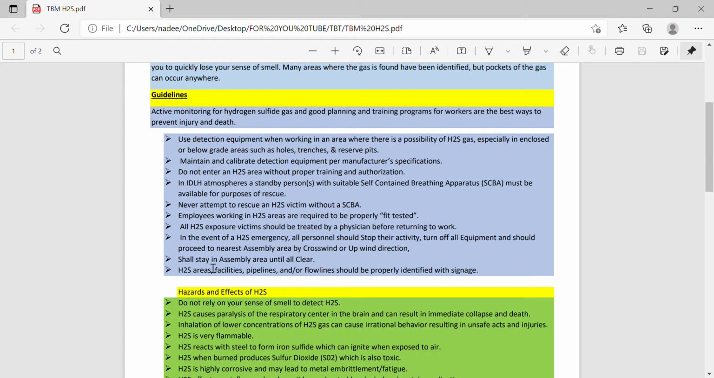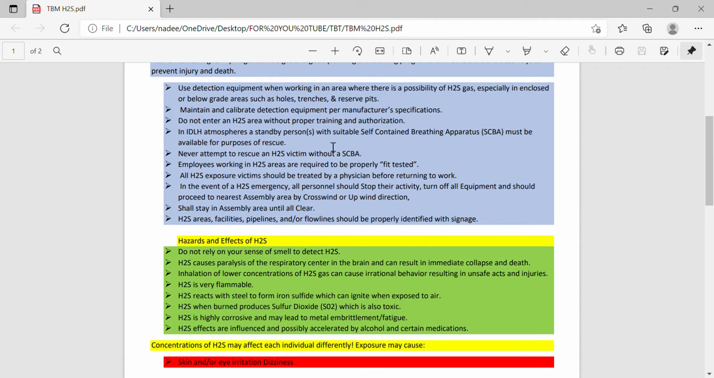Use detection equipment when working in an area, like a rattler or H2S detector at least. Then maintain calibrated detector equipment as per the manufacturer specification. In Saudi Aramco, before, they were accepting the calibration, which was 6 months, but now in the CSM, in the SMS, there is a new requirement that every day this H2S detector should be tested by bump test. Okay, so check with your operation team and follow their requirement.